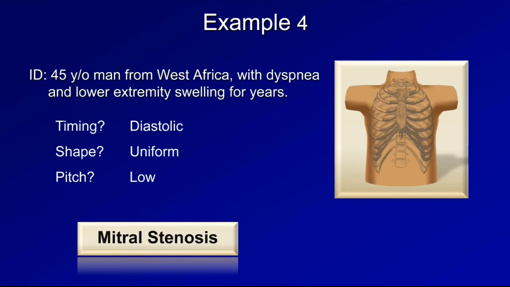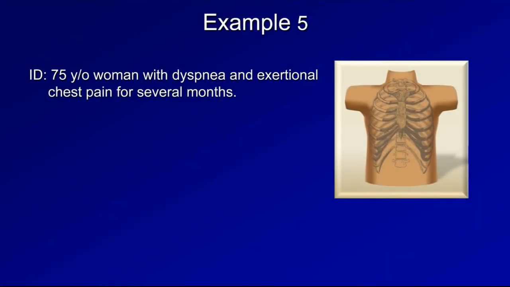How will this sound with the diaphragm at the apex? Here it is. And here's the murmur once more with the bell. And here is our fifth and last example. This is a 75-year-old woman with dyspnea and exertional chest pain for several months.